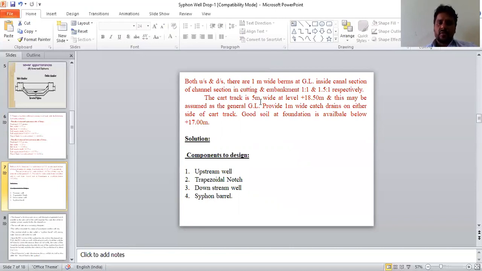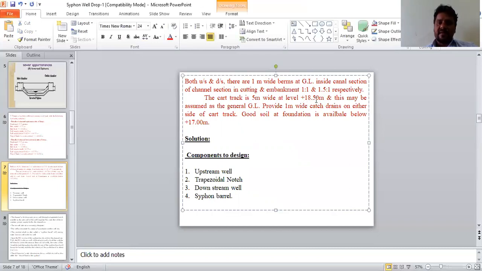The car track road width is 5 meter, at a level of 18.5 meter. This may be considered as ground level. This 18.5 meter is considered as ground level. Okay, so road level is considered as ground level simply. Provide 1 meter wide cast dents. So either side, I mean both sides of the road, there are cast dents provided.